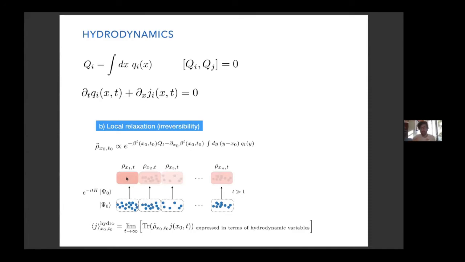locally will relax at equilibrium. Namely, it means that, for example, if we want the expectation value of our current at some position x0, t0, this is not exactly saying that this is the expectation value of the current on such a state, but we also have to take some large time limit of this object because we want this to relax. This is not a stationary state, so we want first to relax, and also express this in terms of our hydrodynamic variable, because eventually we want a closed equation for our hydrodynamic variables.